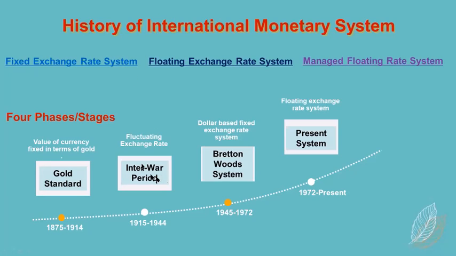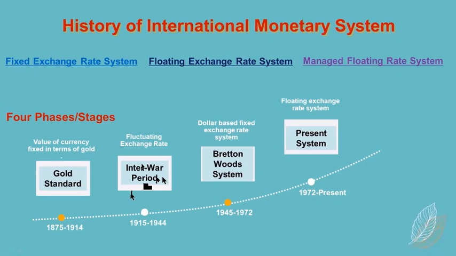The next one is interwar period, because this was during the World War period. This system evolved during the World War period. After the World War started in 1914, the gold standard was almost abandoned because the countries could not manage it. Right. And they began to depreciate their currencies in order to export more. So the system prevailing was fluctuating exchange rate system.